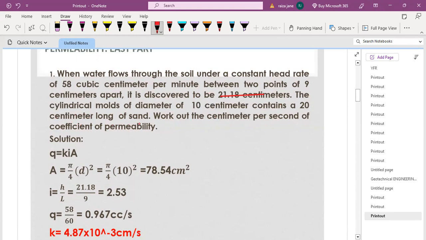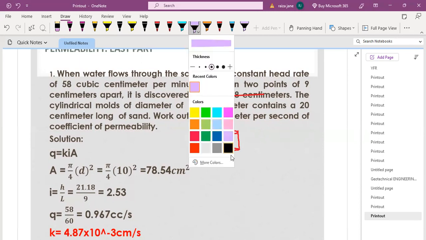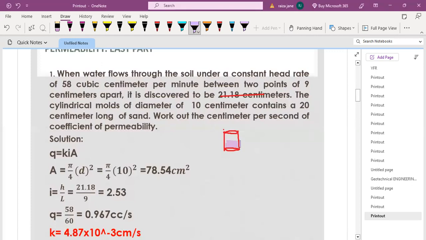So, we imagine that we have a cylindrical mold. Then the length will be 20 centimeter and the diameter will be 10 centimeter.